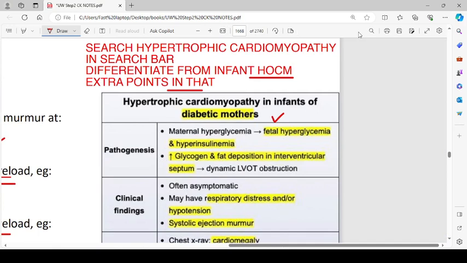So we have to search hypertrophic cardiomyopathy in the search bar and differentiate it from the infant outcome.